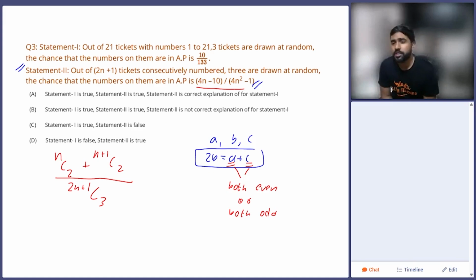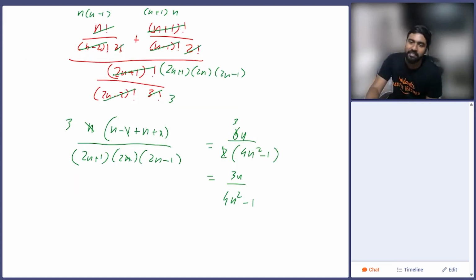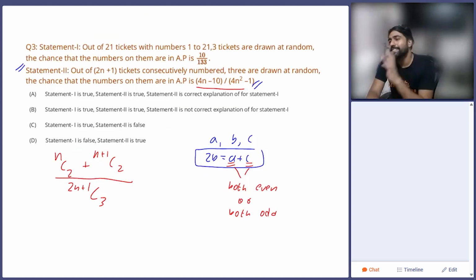Now if you look at the option, it is (4n minus 1) divided by (4n square minus 1). The numerator is incorrect. So statement 2 is directly false. And the only option with statement 2 false is option C. Therefore, that's the answer. You don't even have to check statement 1.